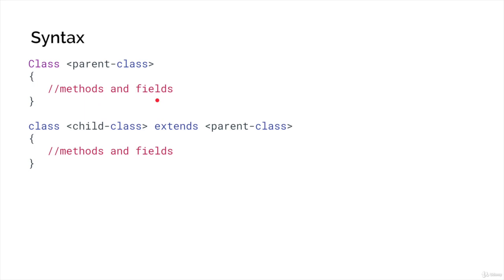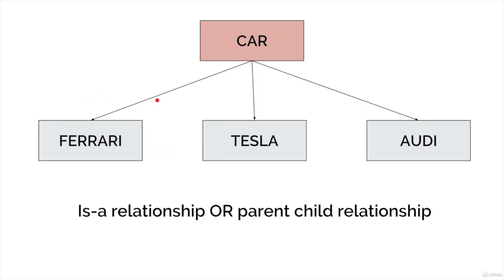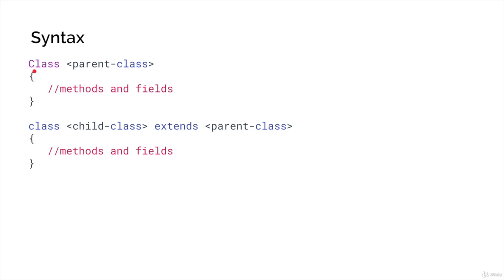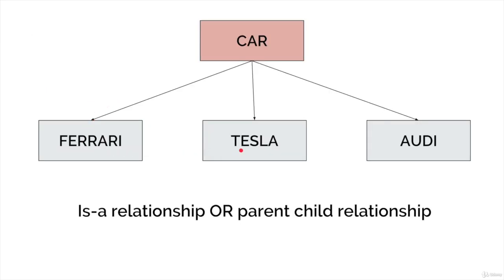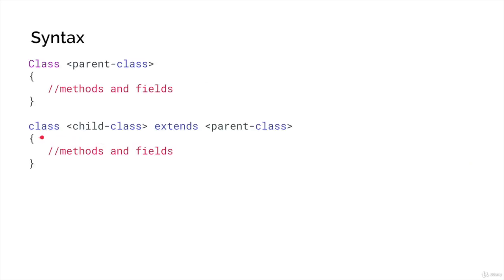As per our example here, we will define class car. We will define all the methods and fields within the class car. Then we will define three classes, which are Ferrari, Tesla, and Audi. I'll just take Ferrari for now for the sake of this example. We'll create a Ferrari class: class Ferrari extends car, and then we will define methods and fields within the Ferrari class.